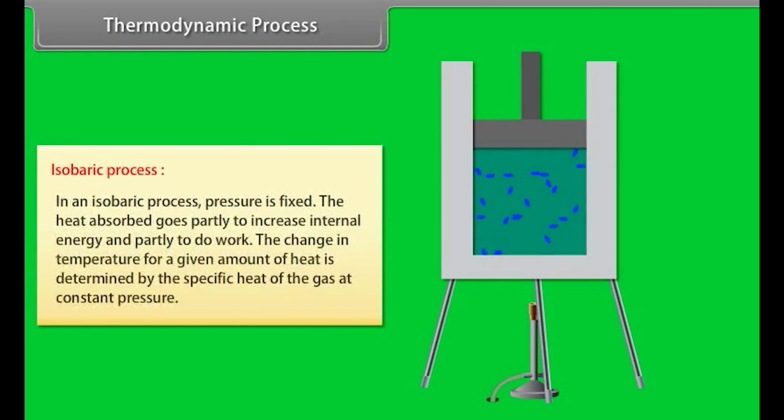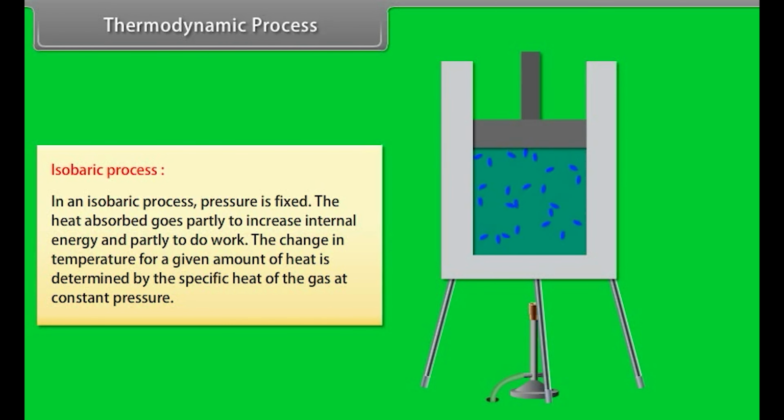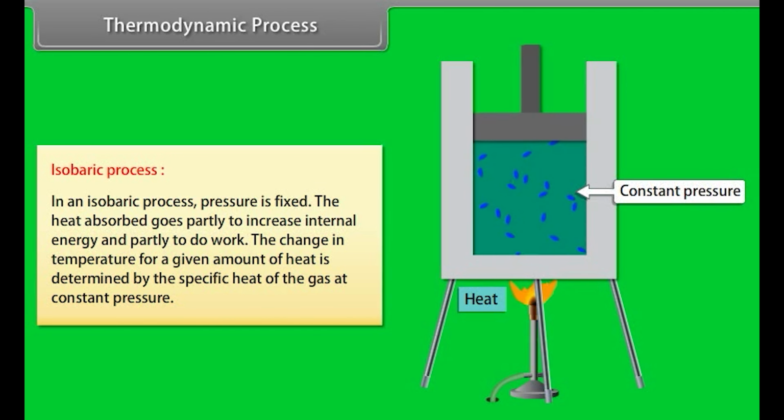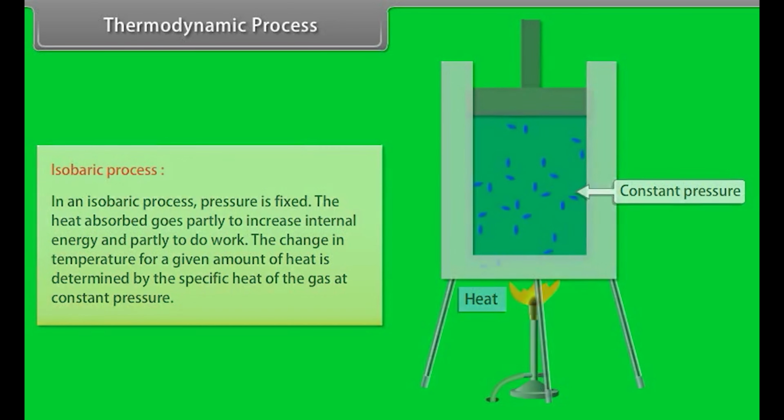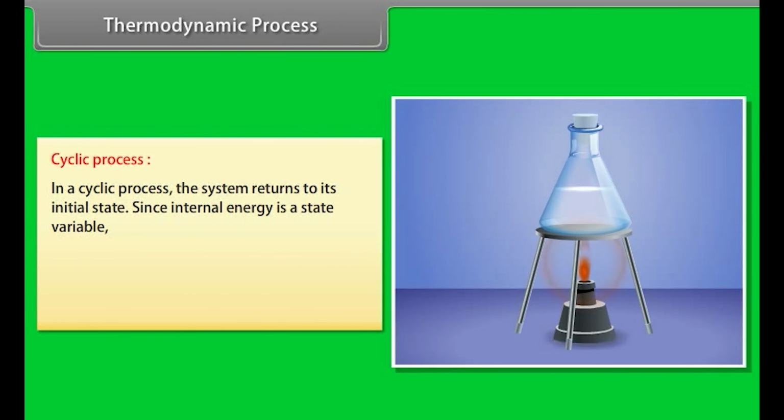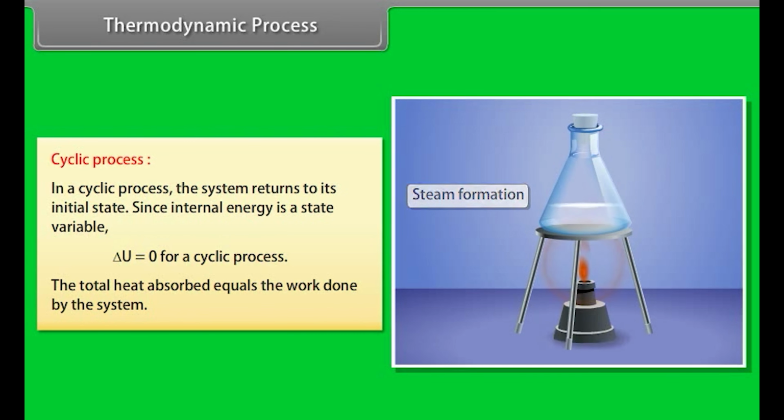Isobaric process. In an isobaric process, pressure is fixed. The heat absorbed goes partly to increase internal energy and partly to do work. The change in temperature for a given amount of heat is determined by the specific heat of the gas at constant pressure. Cyclic process. In a cyclic process, the system returns to its initial state, and since internal energy is a state variable, delta U is equal to 0. The total heat absorbed equals the work done by the system.